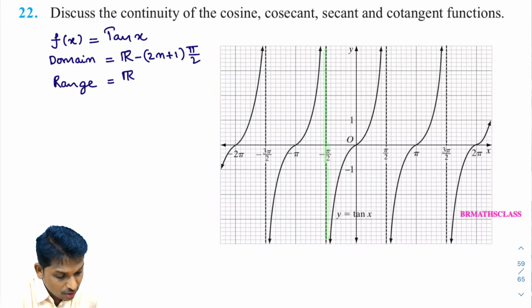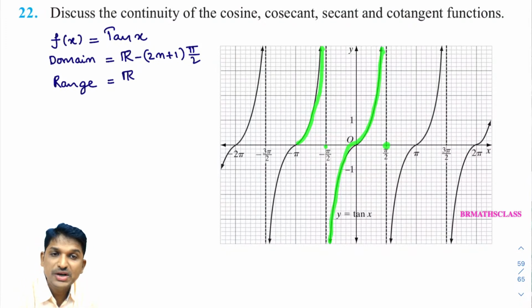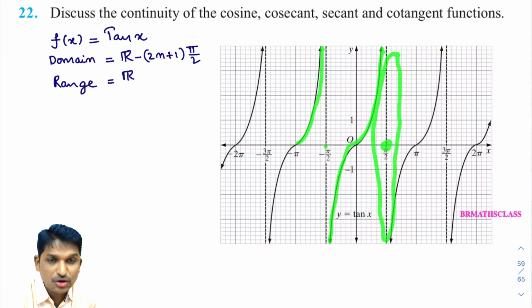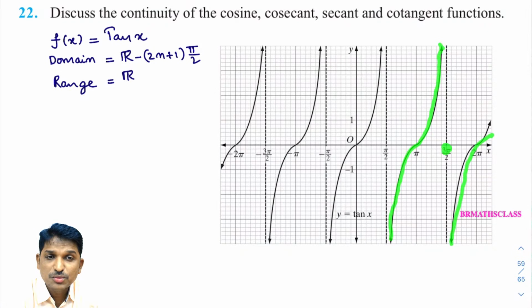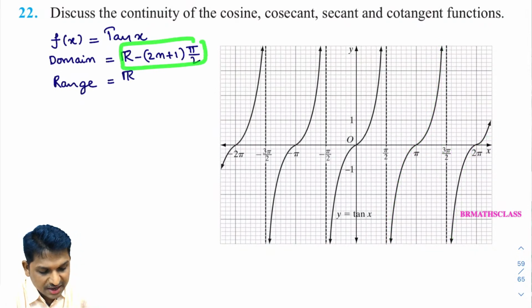Now see here, the graph is continuous like this. As soon as it crosses pi by 2, again its graph starts. Here the gap is there at pi by 2. You need not worry, because pi by 2 is not in its domain. Continuity is always meaningful to discuss in its domain. Even though the gap is there, nothing to worry. Again it's continuous, and again it continues. Here is 3 pi by 2, an odd multiple of pi by 2, which is not in its domain.